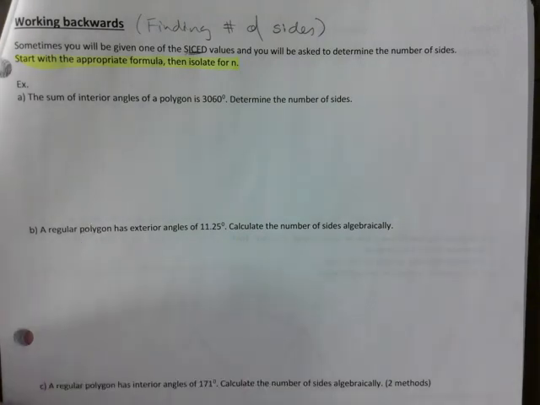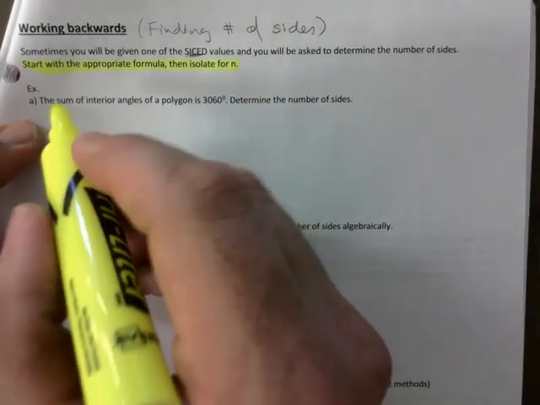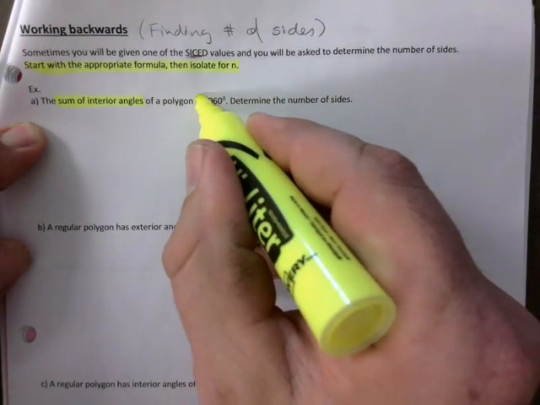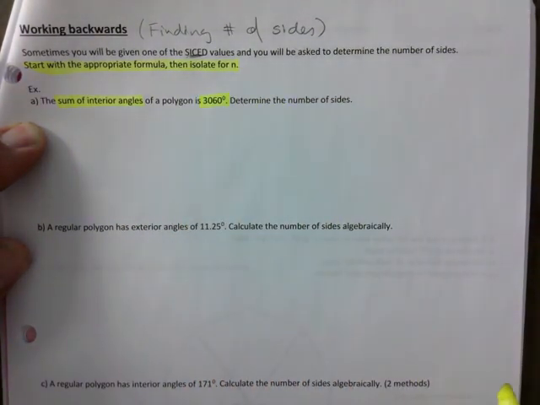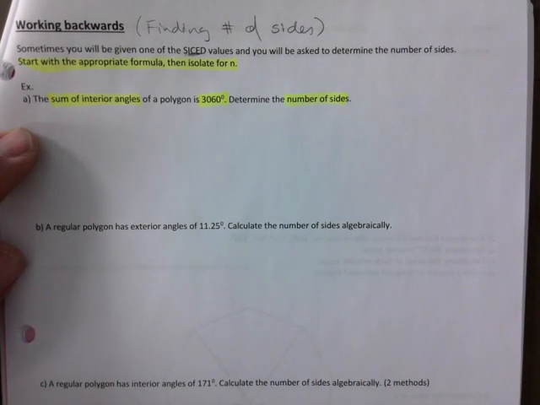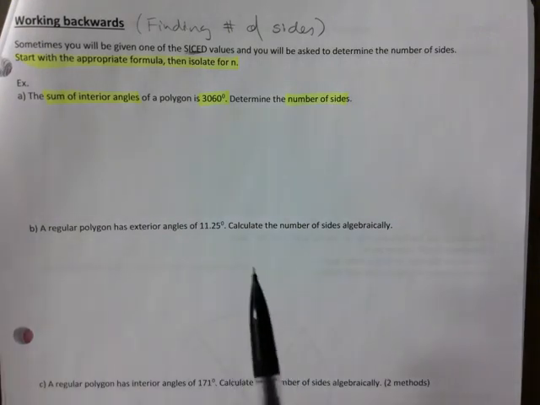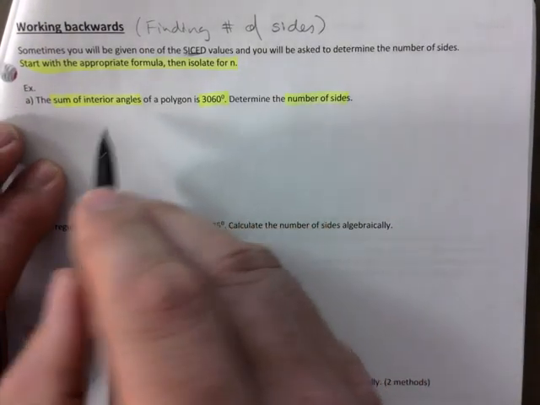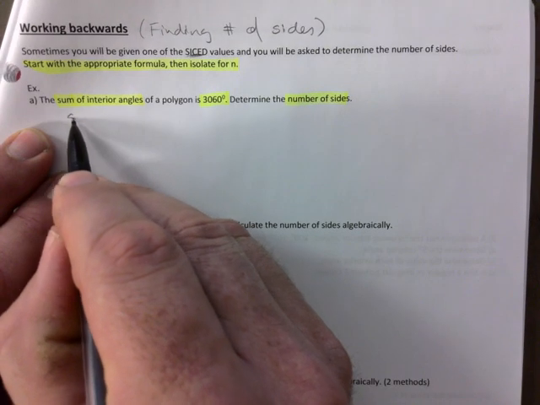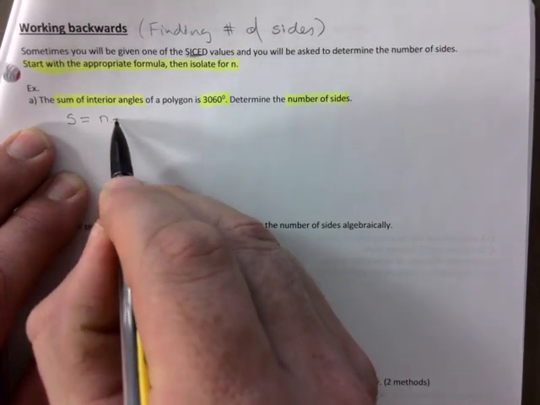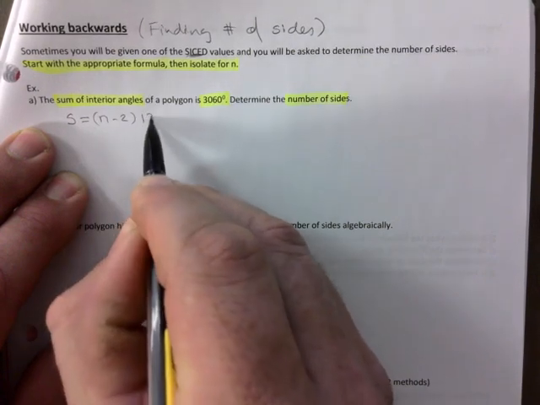So here, the sum of interior angles of a polygon is this. Figure out the number of sides. This is as basic as these get. Okay, this question right here. So we know this one. We know that the sum of interior angles would be n minus 2 times 180.